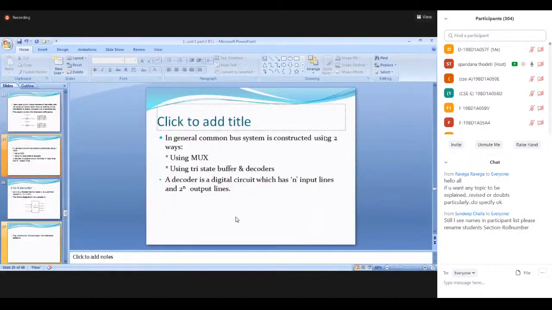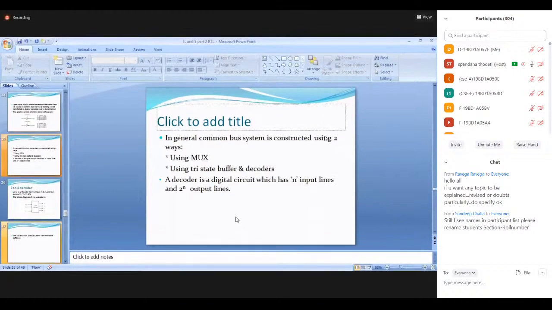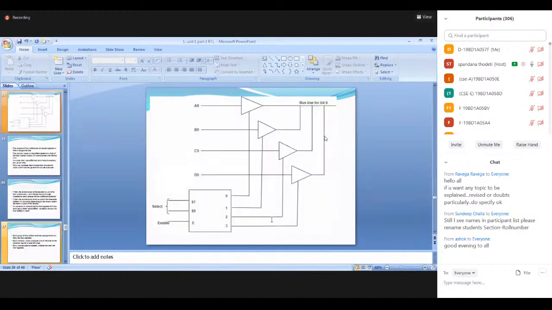Next, the common bus system can be constructed in two ways. One is by using the multiplexer. Another way is by using a tri-state buffer. Tri-state buffer means it will have three inputs: one is the input line, one is the output, and the third is a control input. It will have three states.